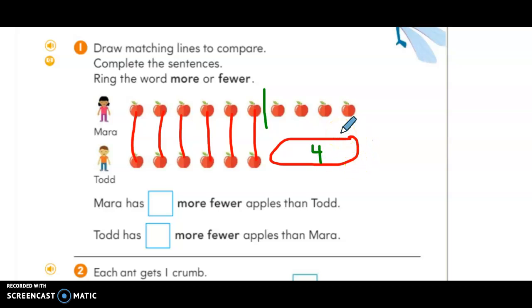One thing that we're always going to say in this unit is the difference is in the oval. So Mara has, we have to decide, does Mara have more apples than Todd, or does she have fewer? What do you think? Yep, she has more. How many more does she have? That's right, it's 4. We already figured that out. Good. So we decided that Todd has fewer apples. And how many fewer apples does he have? How many is he missing? It's the same number. He's got 4 fewer.